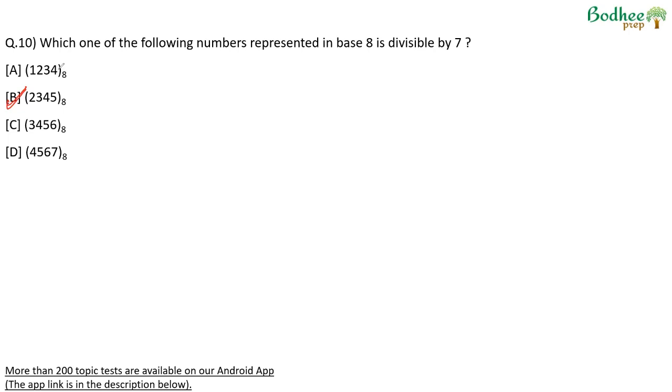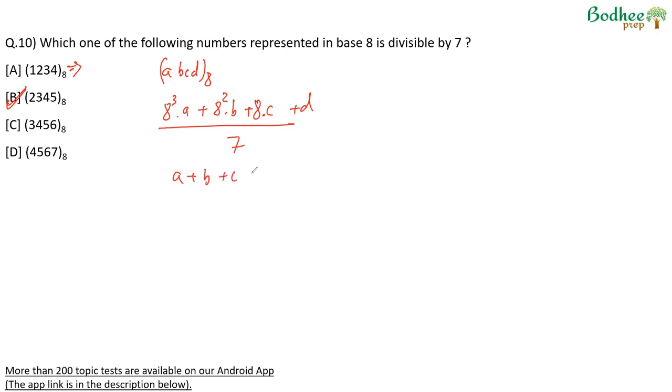The logic being, a number ABCD in base 8 will have a value of 8 cube into A plus 8 square into B plus 8 into C plus D, when this is divided by 7. 8 cube divided by 7 gives us a remainder of 1. So from here the remainder will be A. 64 divided by 7 is a remainder of 1. So from here the remainder will be B. 8 divided by 7 is a remainder of 1. So from here the remainder will be C. And D is as it is. So when any number of this form is divided by a number 1 less than the base, the remainder simply is the sum of the digits.